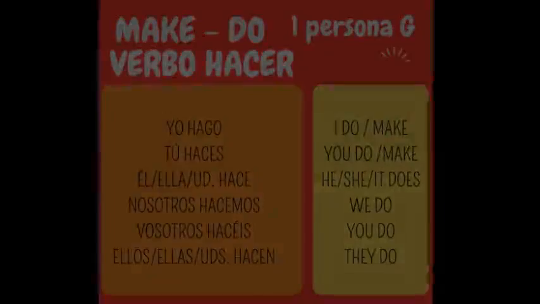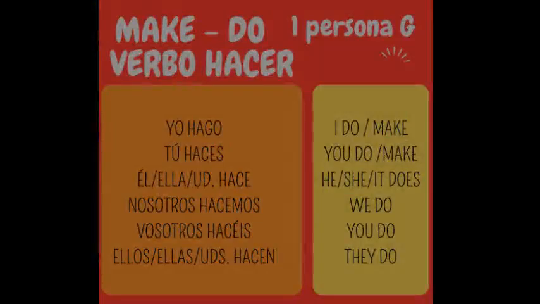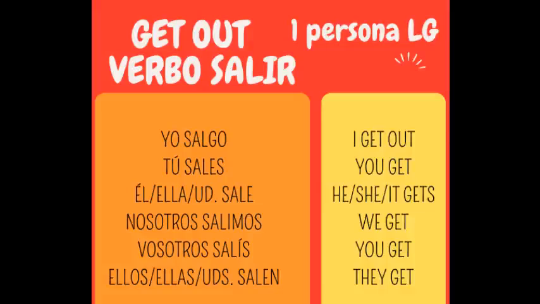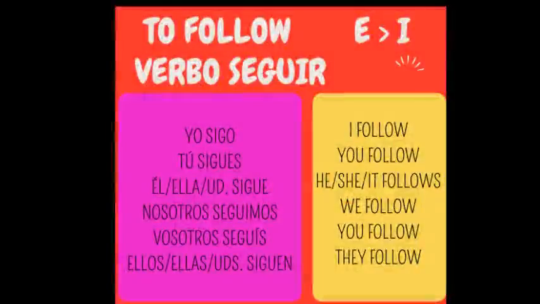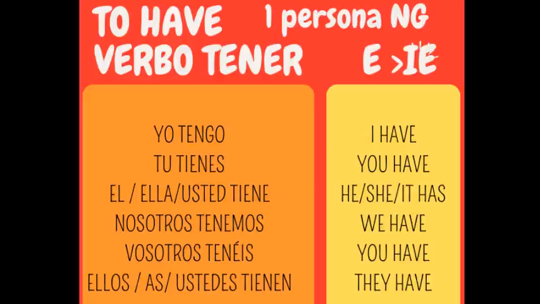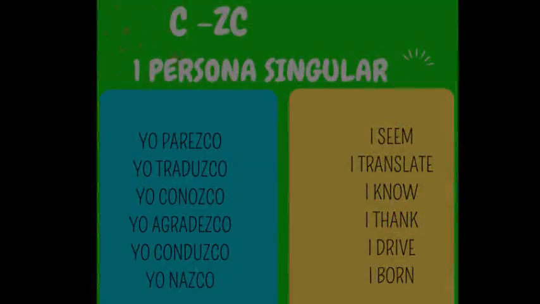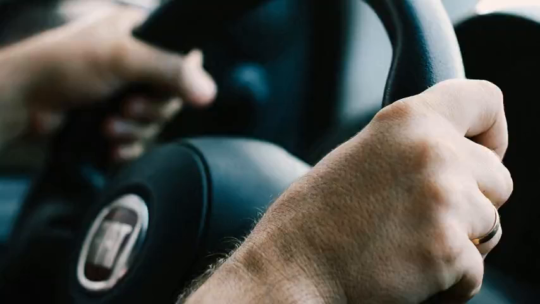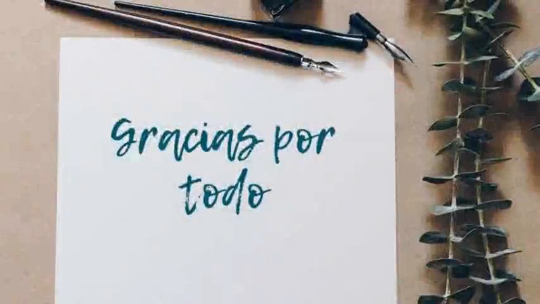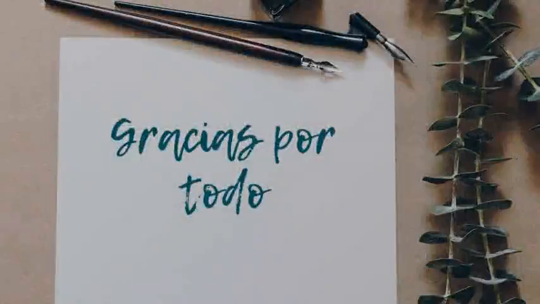Some verbs only show irregularity in the first-person singular form. These don't involve stem changes, but rather changes in the verb's ending. Verbs that end in "-cer" or "-cir" typically add a "-zco" ending in the first person. For example, conocer becomes yo conozco, and traducir becomes yo traduzco. Other examples include conducir, to drive, yo conduzco, and agradecer, to thank, yo agradezco.